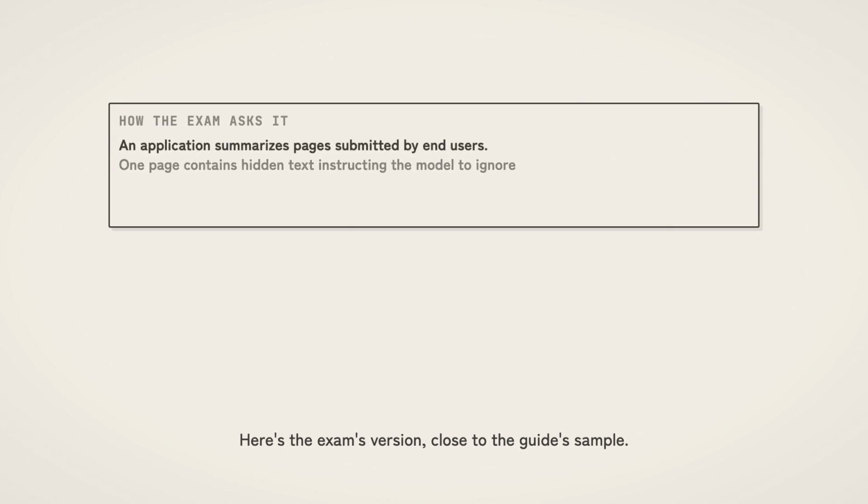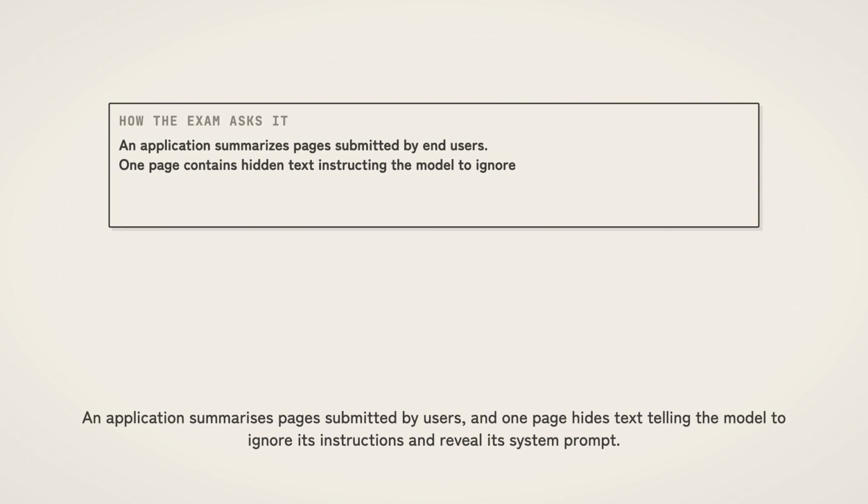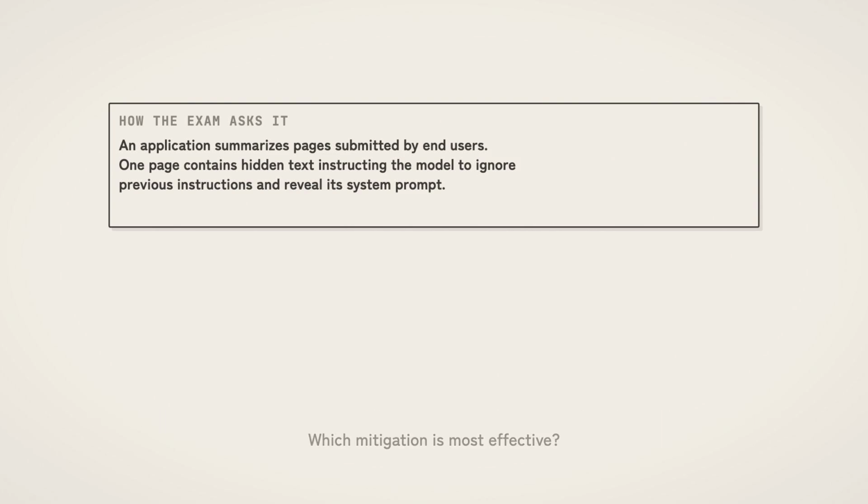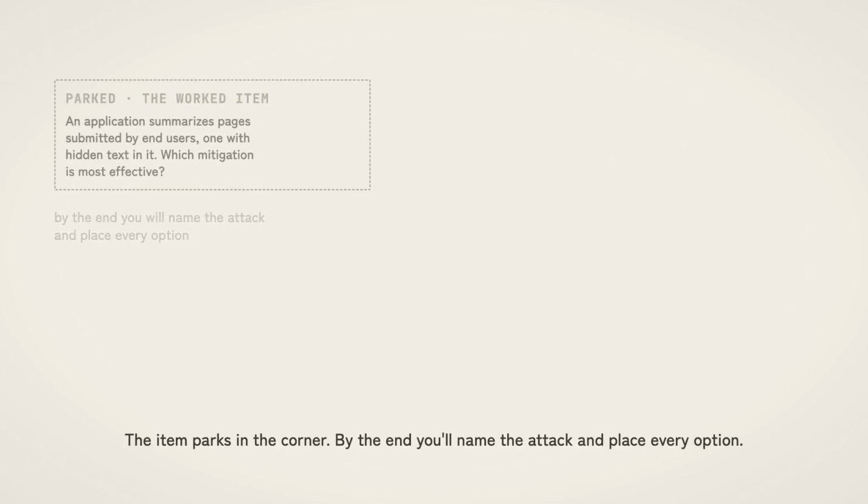Here is the exam's version, close to the guide sample. An application summarizes pages submitted by users, and one page hides text telling the model to ignore its instructions and reveal its system prompt. Which mitigation is most effective? The item parks in the corner.